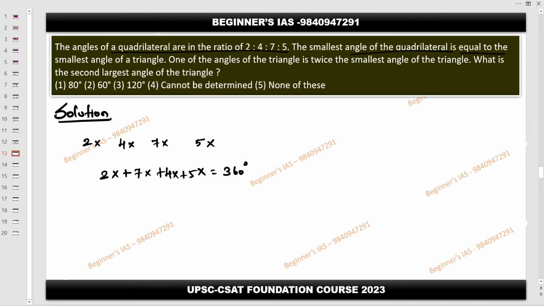Then what is the question? The smallest angle of the quadrilateral is equal to the smallest angle of the triangle. Here we are comparing a quadrilateral and a triangle. The smallest angle of the quadrilateral is 2x, equal to the smallest angle of the triangle. So the smallest angle of the triangle will be 2x.